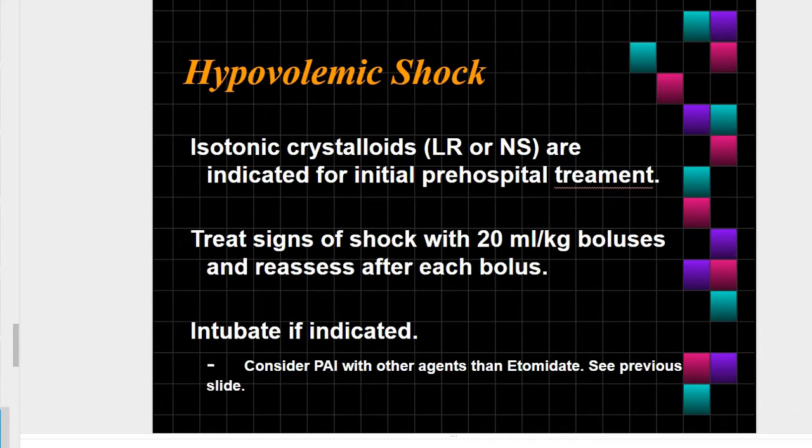Hypovolemic shock. Isotonic crystalloids are fine, like lactated Ringer's or normal saline in the pre-hospital environment. 20 milliliter per kilogram boluses, but reassess after each bolus. Do not over-hydrate them. Reassess their heart rate, their skin, their blood pressure if you can, their lungs after every dose. Intubate if indicated. Consider PAI with other agents, again other than etomidate, for the same reasons we just discussed for sepsis.